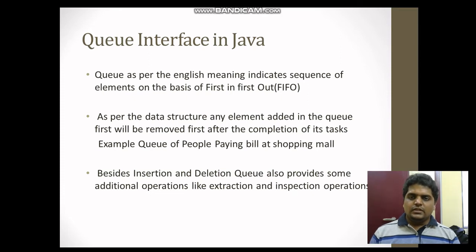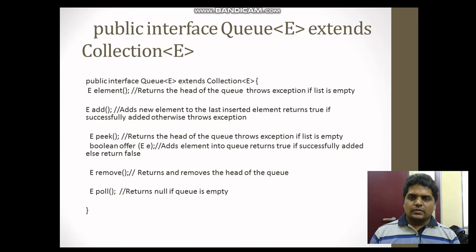So let's move further. As you can see, public interface Queue extends Collection, and it has some specific methods such as element. It returns the head of the queue, and throws an exception if the queue is empty. So you need to consider that. Add inserts a new element at the end, returns true if it's successfully added, otherwise it throws an exception. Similar to add, we have offer. It adds an element into the queue, returns true if successfully added, else it returns false.